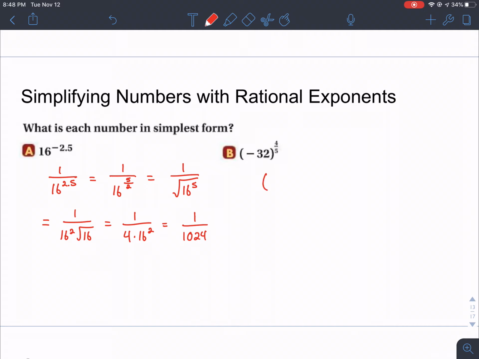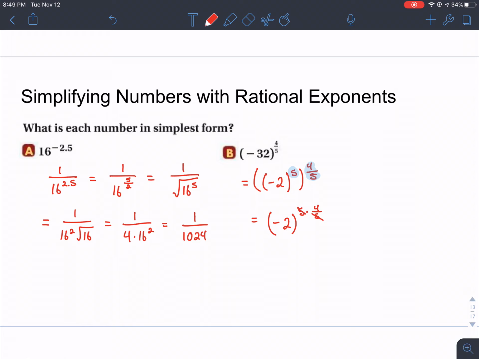So I can rewrite this as negative 2 to the 5th, all to the 4/5, okay? Well, the reason why I went this way is because I see that I've got 5 to the 4/5, right? So I've got an exponent to an exponent, and if that happens, we multiply the exponents together. So this is the same thing as saying negative 2 to the 5 times 4/5.